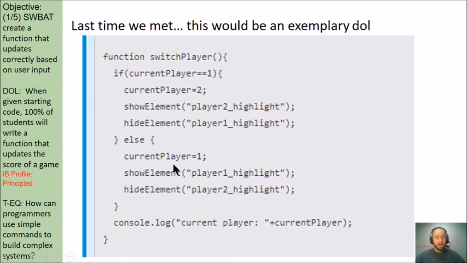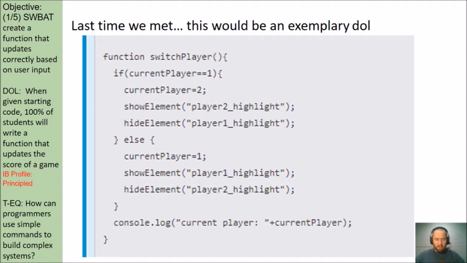Now if it's already player 2's turn and they just finished, then current player will be changed to 1 and the player 1 highlight is going to be shown while the player 2 highlight is hidden. So you can see the patterns here. And then in my console I'm going to print out current player and tell me what number the current player is. And why would this be helpful?